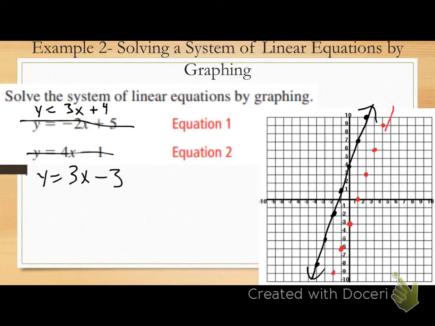What do we notice about these lines? They're parallel. Could I have known they were parallel before I graphed them? Yes. Why? They have the same slope.